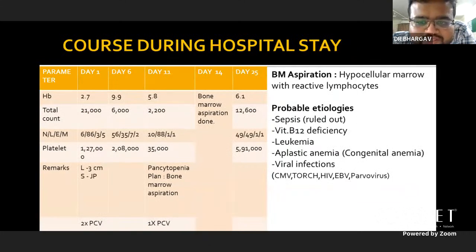So coming towards the course during the hospital stay, on the first day the picture was severe anemia with hemoglobin of 2.7, total count of 21,000 and platelet count of 1,27,000 with 86% lymphocyte predominance. On receiving, the liver was 3 centimeters palpable and the spleen was just palpable. Considering severe anemia, we transfused 2 PCV to the child and repeated the hemogram on the 6th day of admission, which showed hemoglobin of 9.9 along with total count of 6,000 and platelet count of 2,08,000.